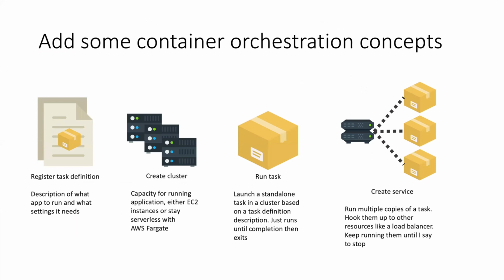So going back to container orchestration on ECS, these are the four core concepts of container orchestration that you should be familiar with. The first one is the idea of registering a task definition. So the task definition is just a description of what application container you want to run and what settings it needs. So the setting might be something like, I want to run this on an environment that has 2 core CPU and at least 4 gigabytes of memory. And so when you gather up all those settings for how you want to run your application, it's called a task definition. And you register a task definition with your container orchestrator.